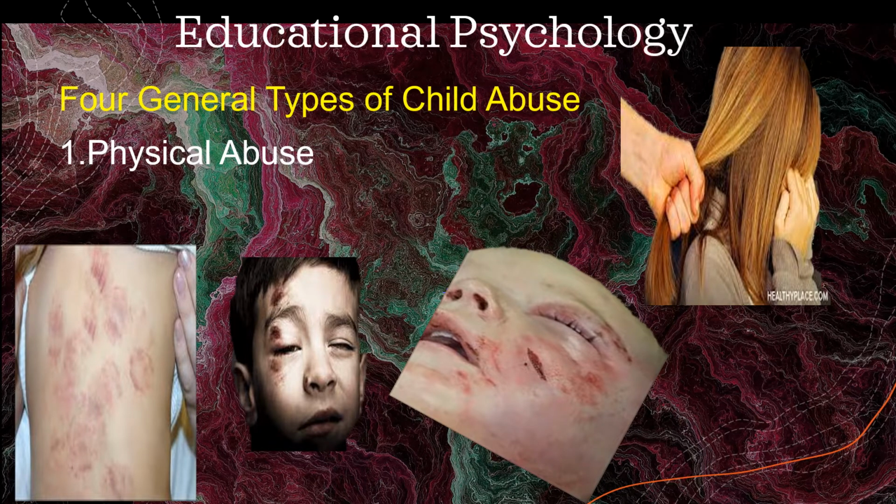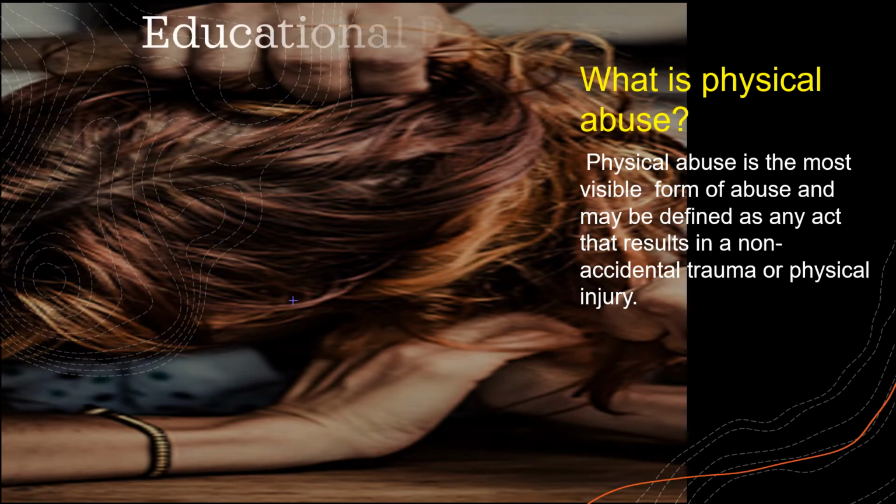So there are four general types of child abuse. The first one is physical abuse, pananakit sa katawan ng mga bata. So what is physical abuse? Physical abuse is the most visible form of abuse and may be defined as any act that results in a non-accidental trauma or physical injury.